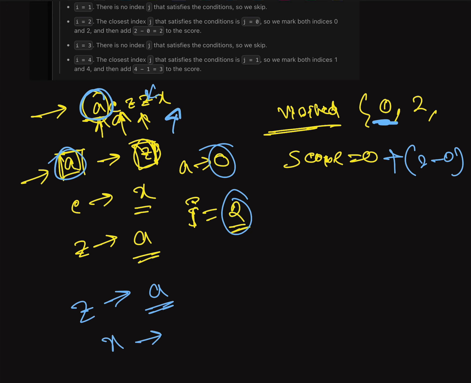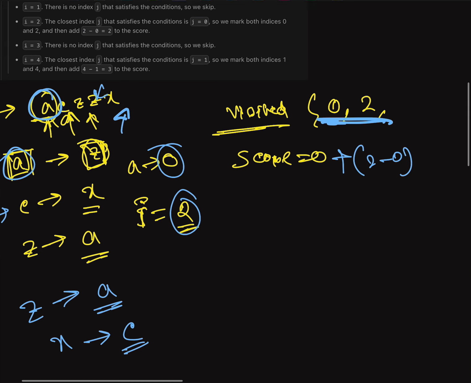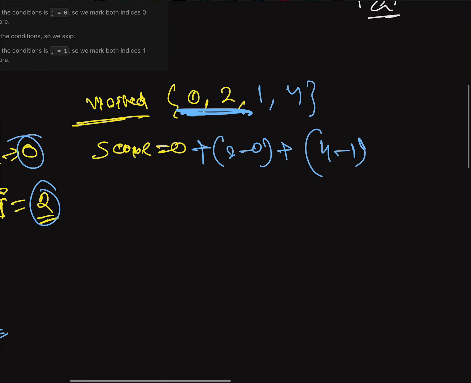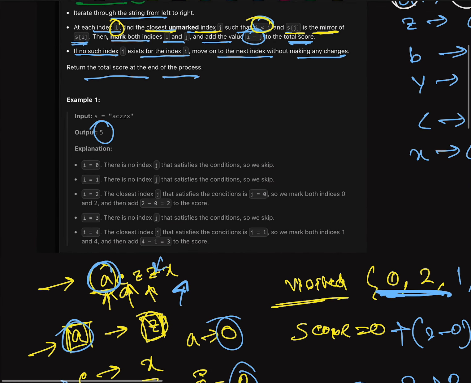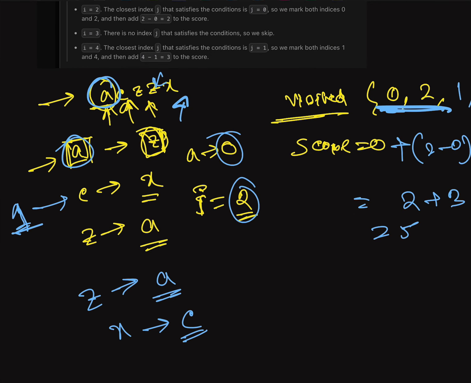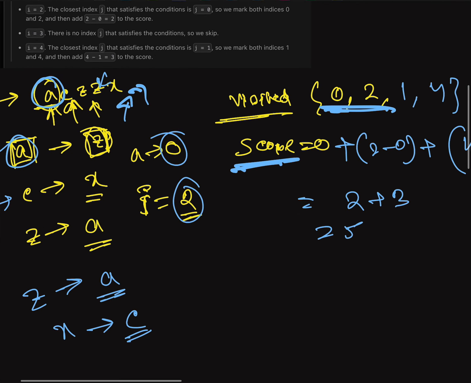Go to the next character, X. The mirror character of X will be C. Have I seen any C? Yes, the position is 1, and this is also unmarked, because I have not visited 1 till now. So I will visit both of these, 1 and 4, and I will add 4 minus 1. So what will be the answer? 2 plus 3, it will be 5. You can check, the answer is 5. Got it? And after this there is no character, so I return this score. This is clear.